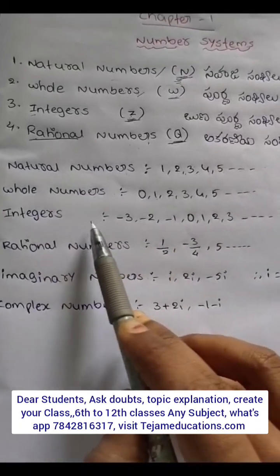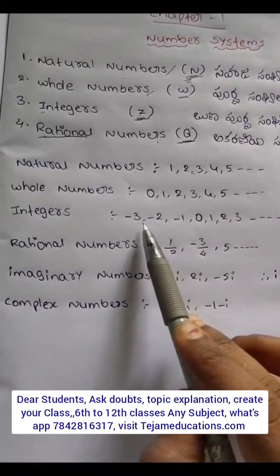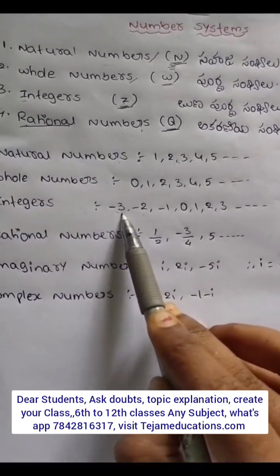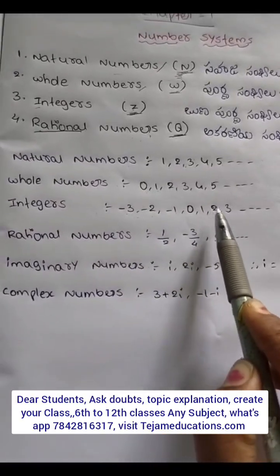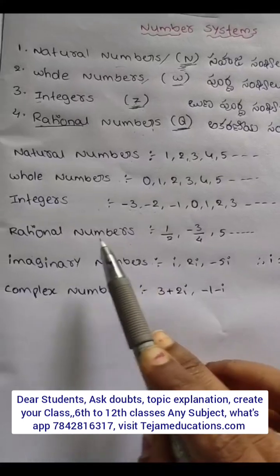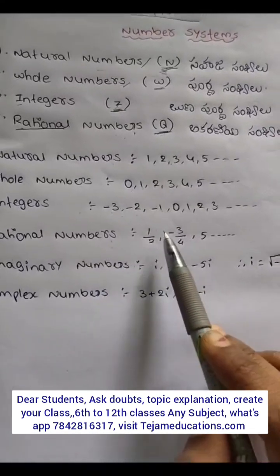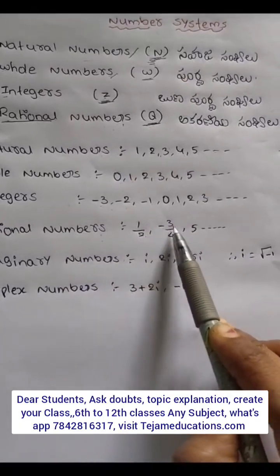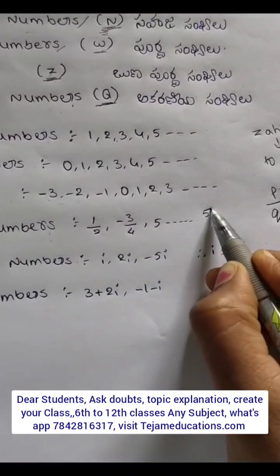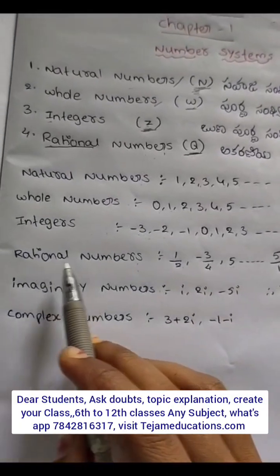Integers contain negative numbers and also whole numbers. They have positive numbers and also negative numbers, like -3, -2, -1, 0, 1, 2, 3 and so on. Okay, rational numbers we already discussed. Rational numbers are in the form of p by q, like 1 by 2, -3 by 4, and 5. Why 5? We can write 5 as 5 by 1, that's why we call 5 also a rational number.